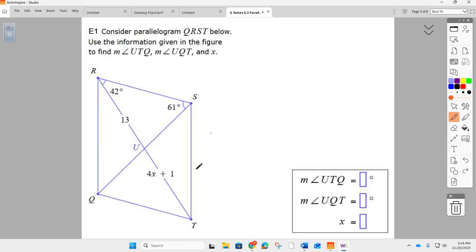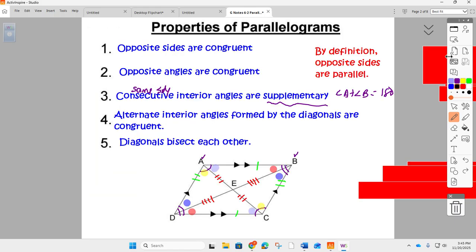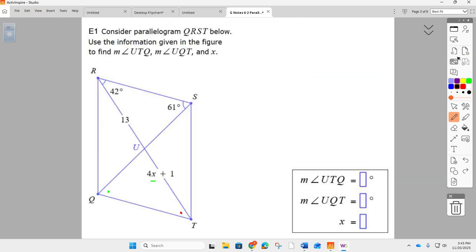So how does that help us? For solving for missing angles or solving for a variable, we can use these properties. We're looking for the measure of angle UTQ, this angle, and the measure of angle UQT, and we're also looking for the value of x. Remember, alternate interior angles formed by the diagonals are congruent. So if this is 42, the alternate interior angle here is 42. So UTQ is 42 degrees.